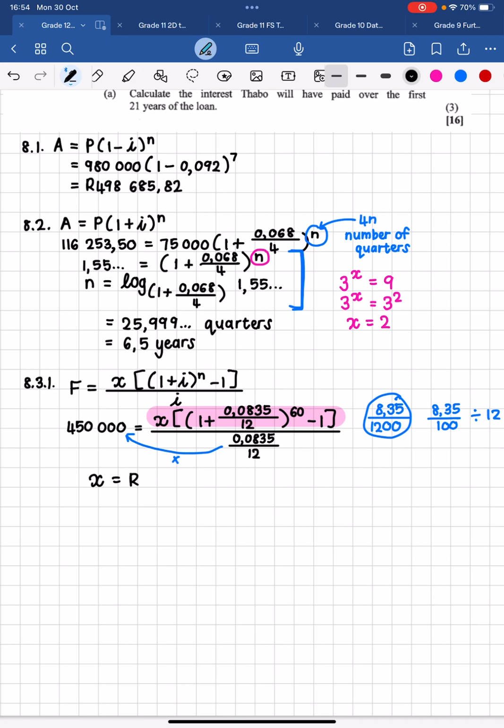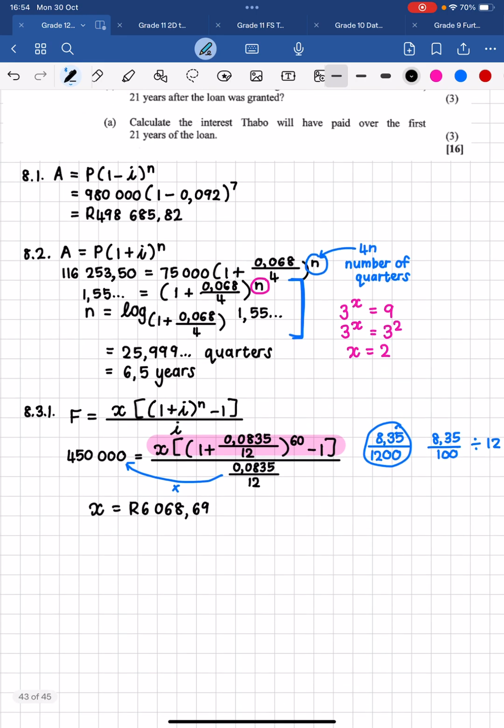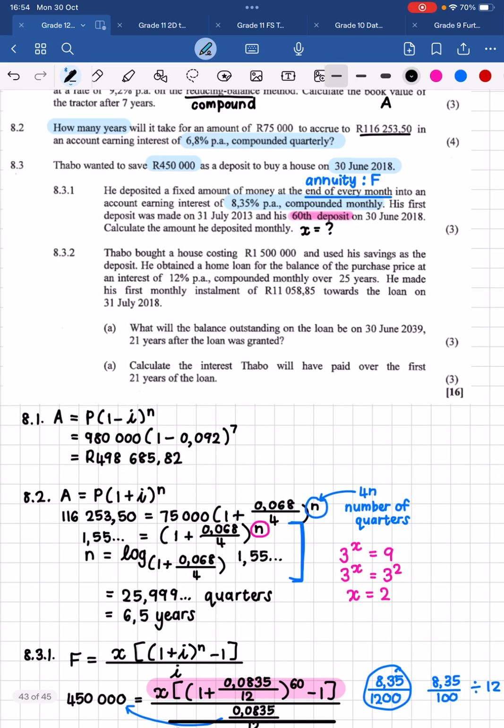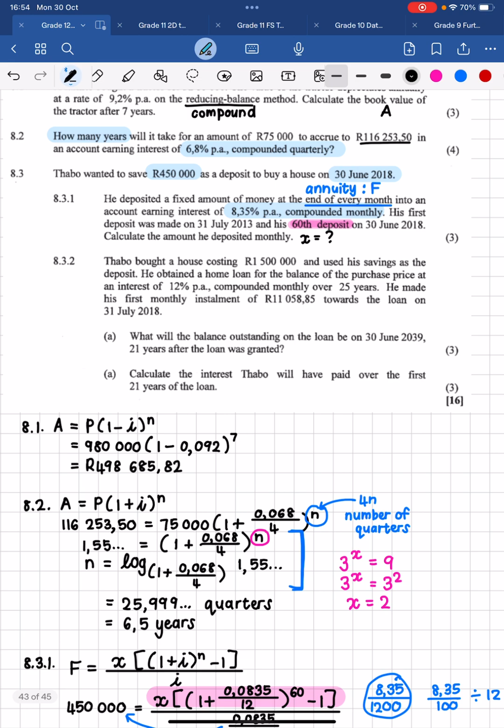If you're a bit nervous about doing this all in one step, you can write down the middle step like I did for the previous question in the previous paper that we looked at. You absolutely can do that. Okay, so that is now the amount that he is paying monthly. Now, 8.3.2, this is what I want to get to.